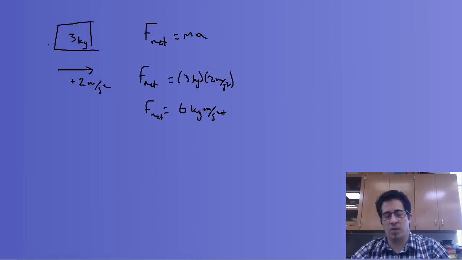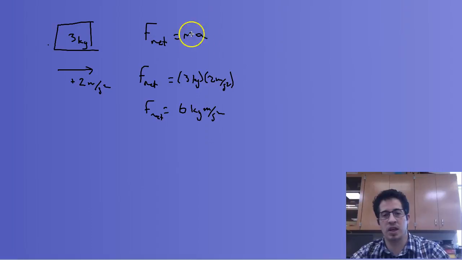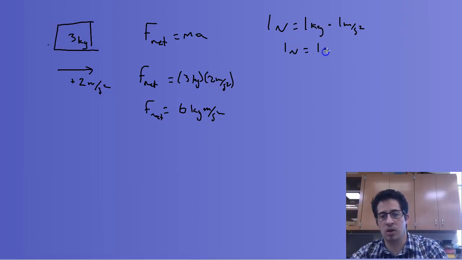And you might think, well, wait a minute. I thought forces were measured in newtons. I'm given here kilogram meters per second squared. Okay, well, the definition of a newton comes from this net force equation, that 1 newton is the amount of force required to accelerate a 1 kilogram mass at a rate of 1 meter per second squared, which means that 1 newton is equal to 1 kilogram meter per second squared. So these are equivalent units.